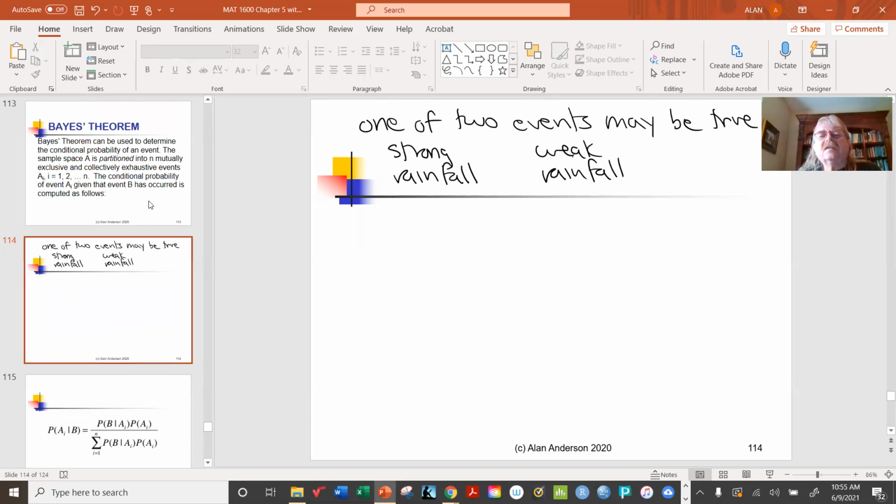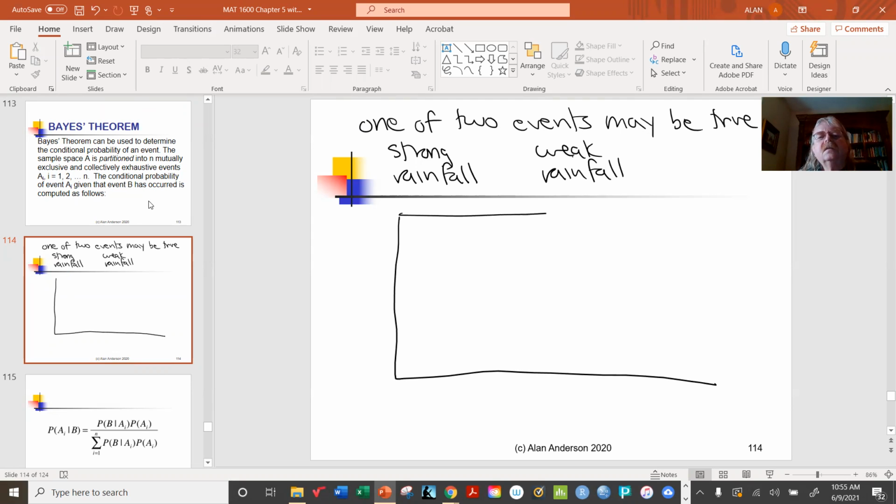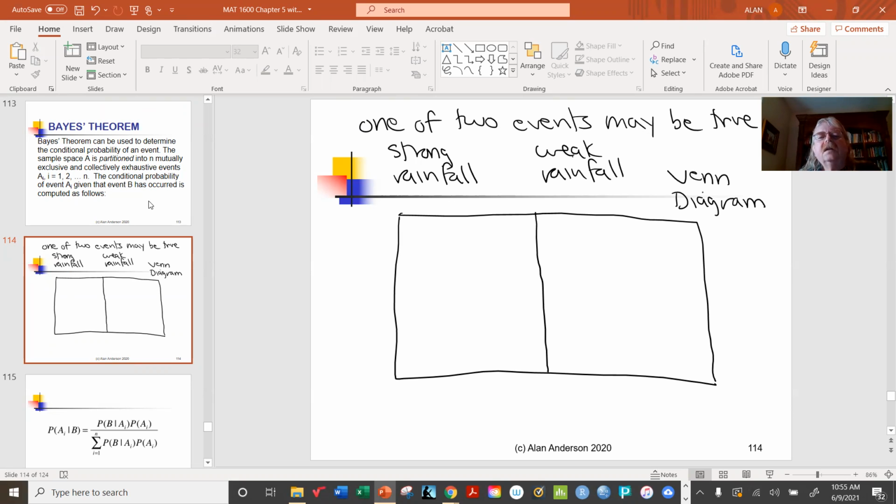Now, we're going to illustrate this Bayes' theorem with an important graphical device, which you've probably seen before, which is called a Venn diagram. It's perfectly suited to illustrate the relationships between sets. So in our Venn diagram, we're gonna cut this in half. Here we have the strong rainfall. And here we have the weak rainfall. And all of this is just background.